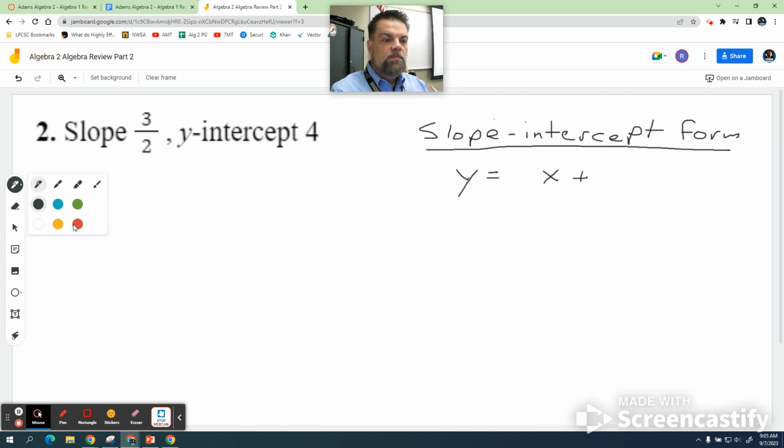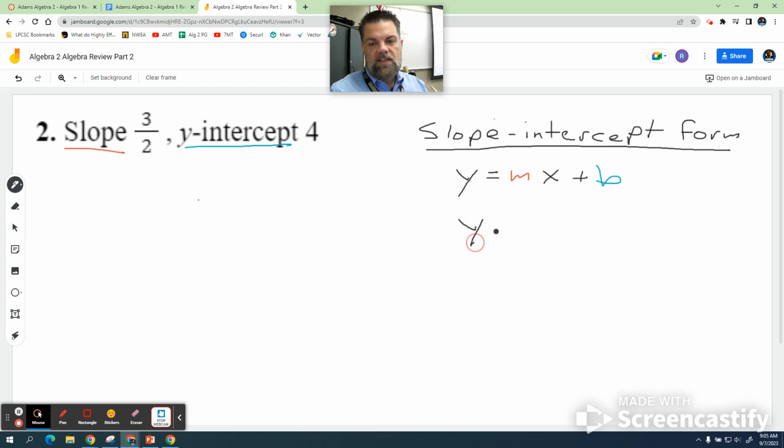Where m is the slope and b is the y-intercept. Now, what was funny is that I watched, and you'll get the same answer. So essentially, the answer is y equals m, which is 3/2, times x, plus b, which is positive 4.